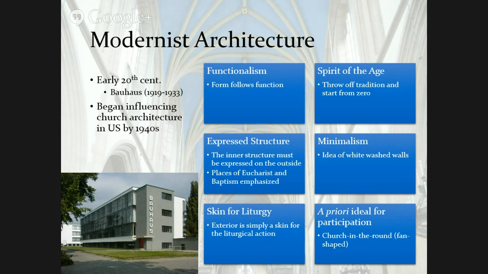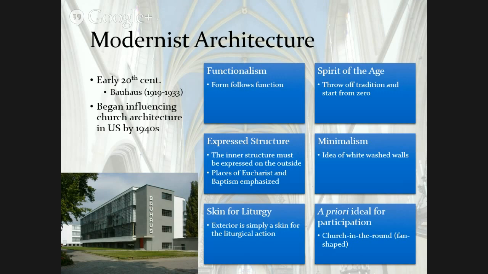And also, as part of this, there was this a priori, really without any kind of prior reason, ideal of participation, which produced a church in a round shape. But there's really no theological basis for that, other than they just decided that we're going to do it to look like a theater. So these kinds of modernist ideas are going to really influence a lot of architecture.